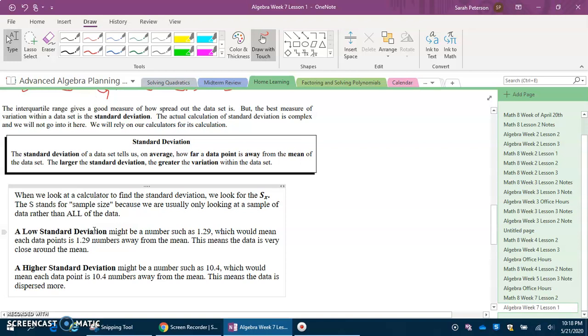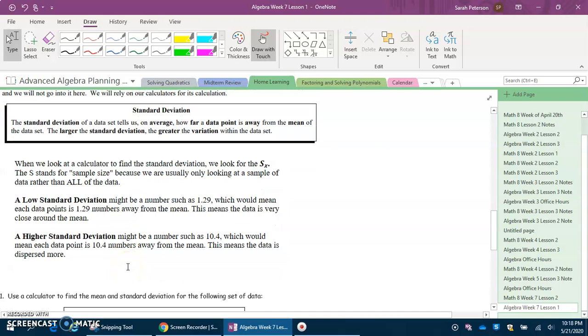So that means the data is very close to the mean. For example, if your mean was 6, maybe your numbers are in a range of that mean. They could be all the way up to 8, or all the way down to around 4 or 5. So it's just a way to gauge how spread out your data is. A higher standard deviation, such as 10.4, would mean each data point is about 10.4 numbers away from the mean. So your data is much more spread out. You have a larger variability of numbers.